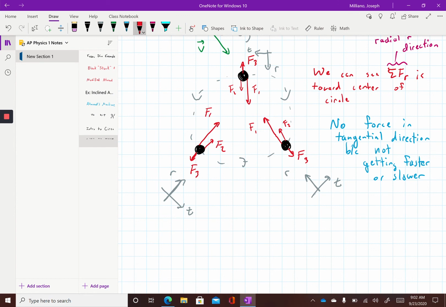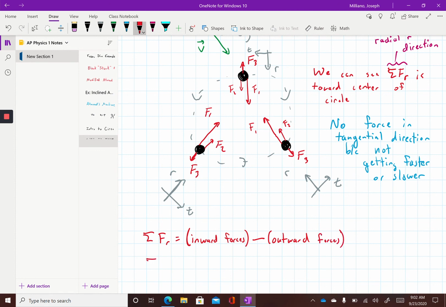How would we apply this? Well, the sum of the forces in the radial direction is going to be equal to the inward forces minus the outward forces. This will be the same as doing right minus left in the x direction or up minus down in the y direction, but now we're using a different reference frame.